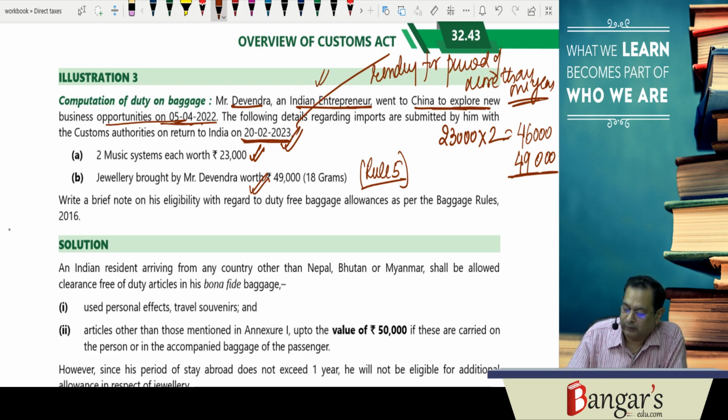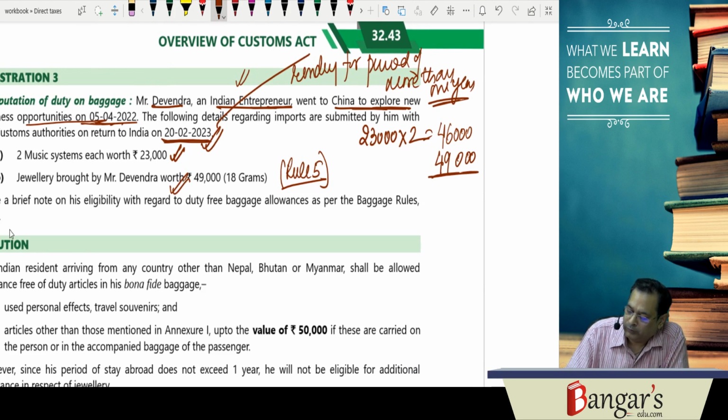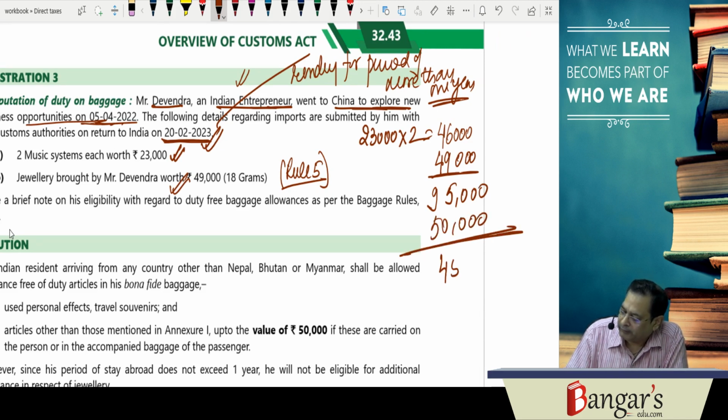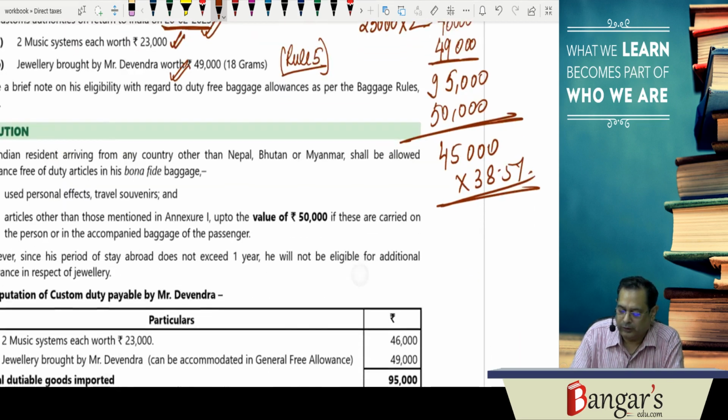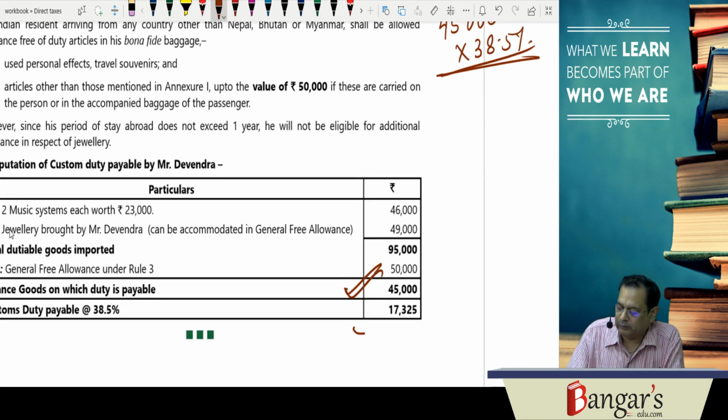Now they are asking us the eligibility. So here the total is 95,000. Duty free baggage allowance of 50,000 will be there. On the remaining 45,000 rupees you will be required to pay duty at the rate of 38.5%.